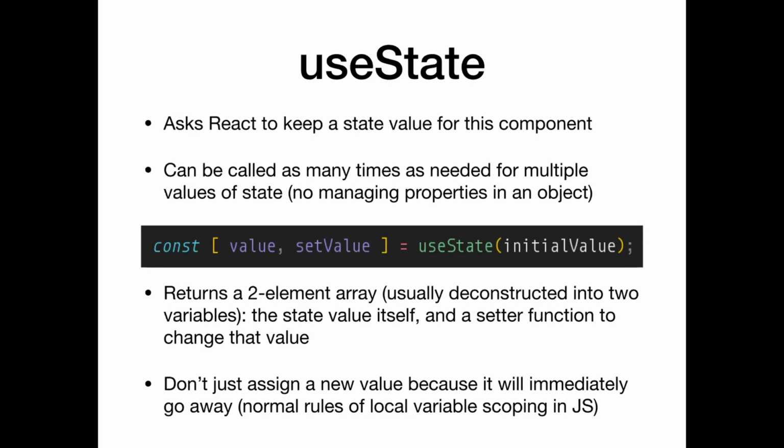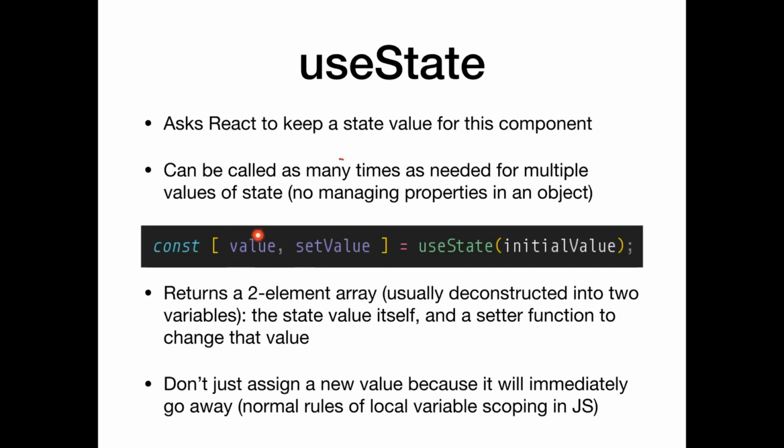What useState does, it takes an initial value. So it takes an initial value here, and it returns a two-element array. So it returns an array that has two things in it. You will almost always just immediately destructure that using the JavaScript array destructuring syntax.